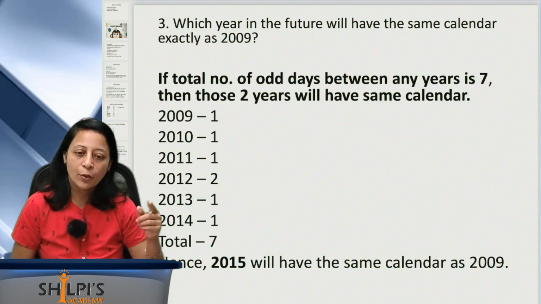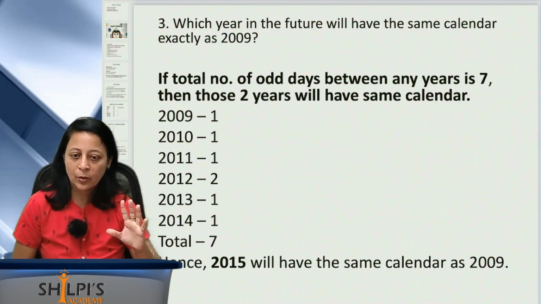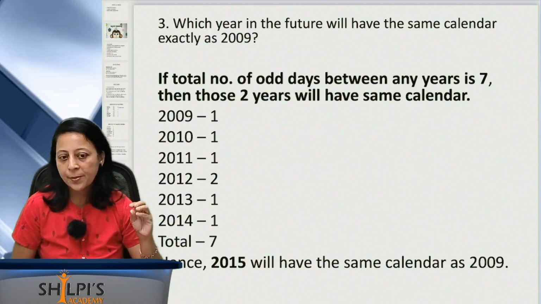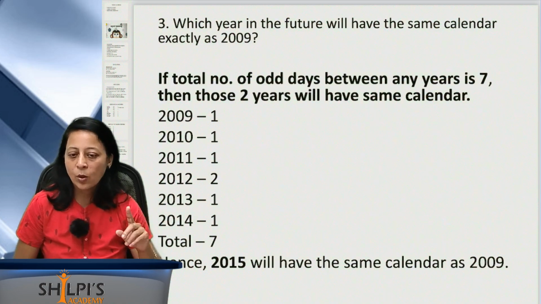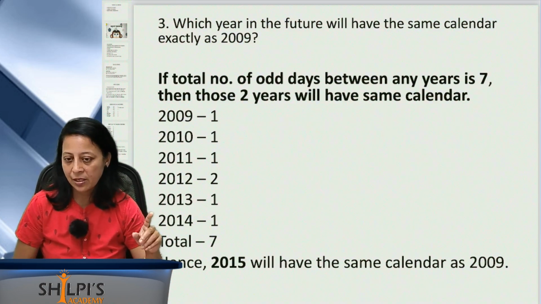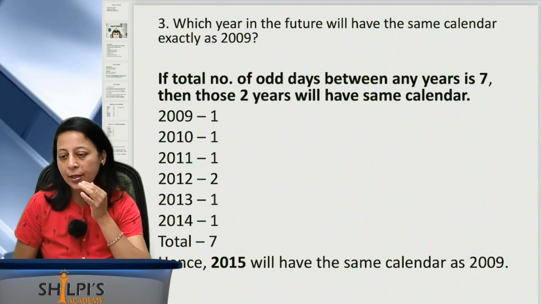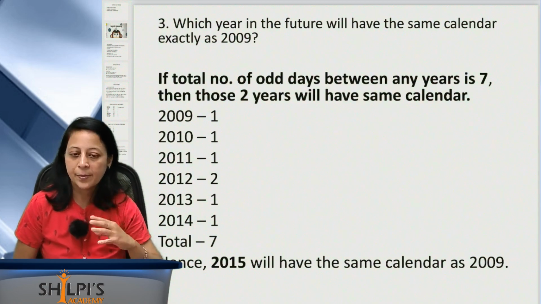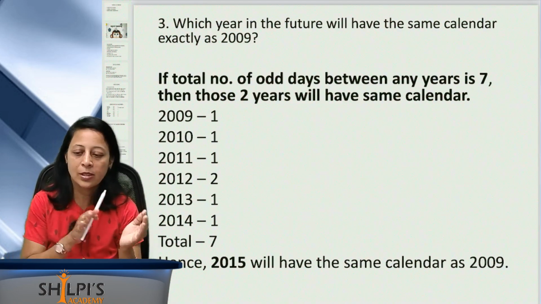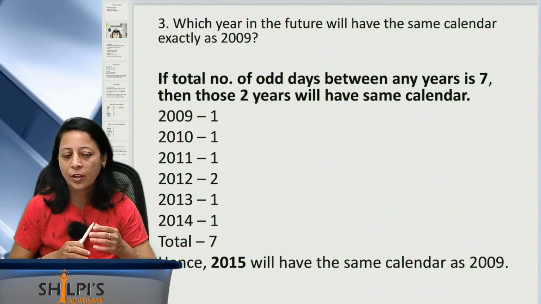If the total number of odd days between any years is 7, then those 2 years will have the same calendar. When the total odd days is 7, it means those completed years will have the same calendar.